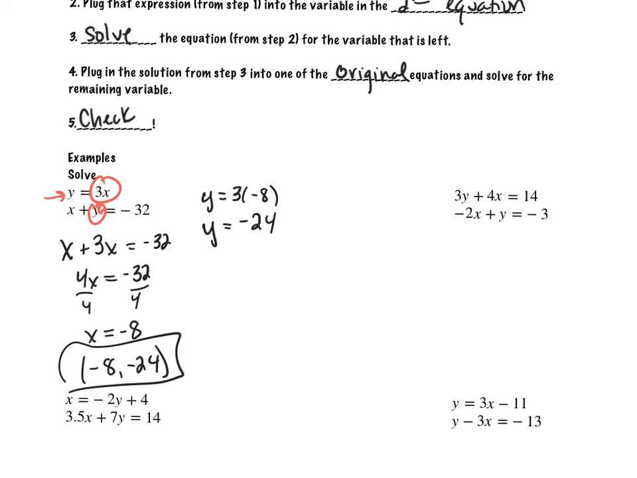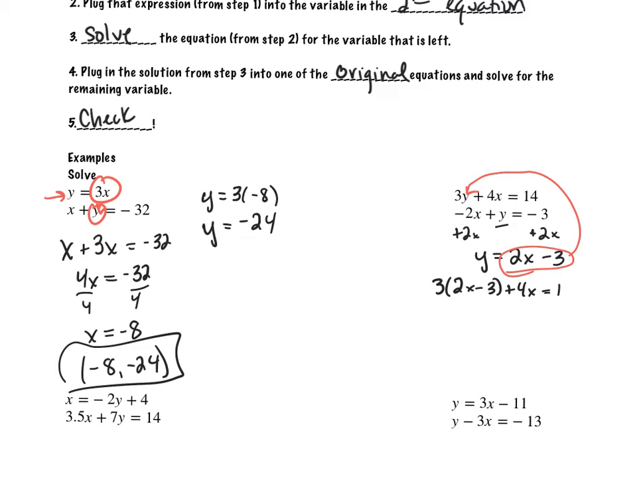If you look at the second example, I don't have any y equals or x equals. So the question is, how do I get one? I could solve the top one for y or x. But if I notice, right here I have one y by itself. So I can add 2x to both sides and say, well, y equals 2x minus 3. Now I have an equation that I can use. So I'm going to take this y equals 2x minus 3 and go back to the first one that I didn't use and plug that in. So I can say that 3 times (2x minus 3) plus 4x equals 14.